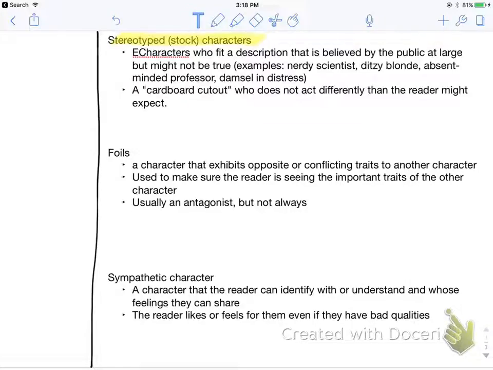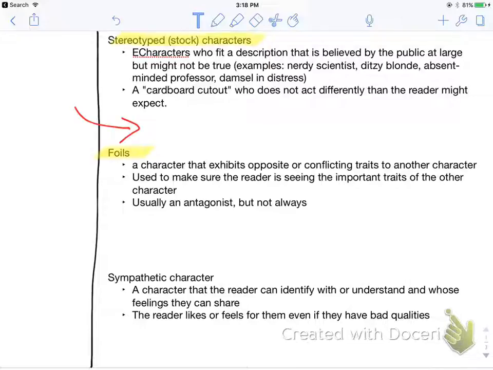So when you bump into a character like this who pretty much is that stereotype, the nerdy scientist with the adhesive tape around his horn rimmed glasses and the pocket protector, that is a stock character or a stereotyped character. And just like all the other ones, make sure that you leave a little space down there. We'll find out if we have any stock or stereotyped characters in the story. Okay, so the next one is foils.